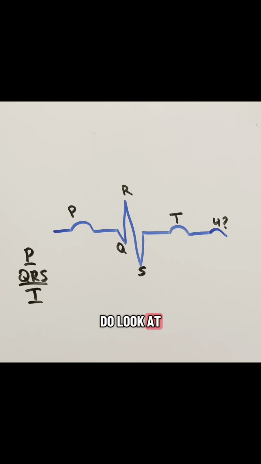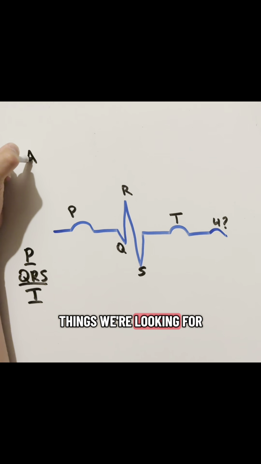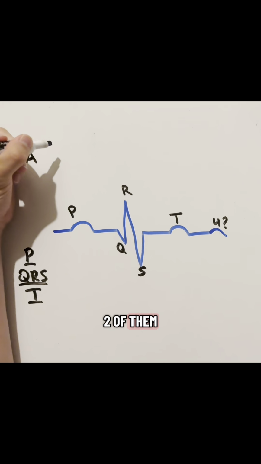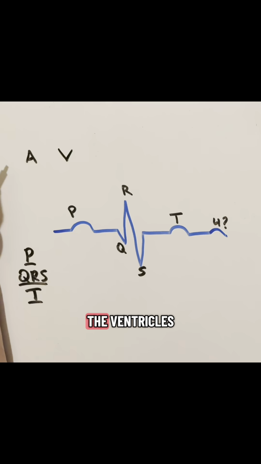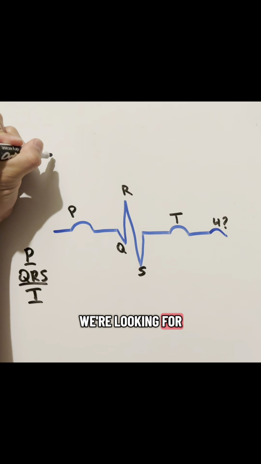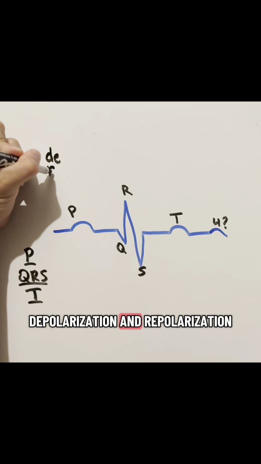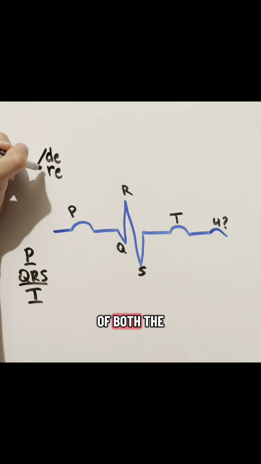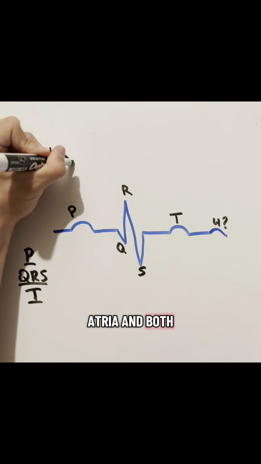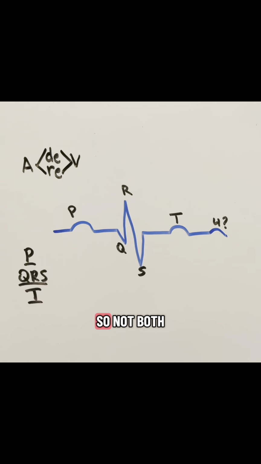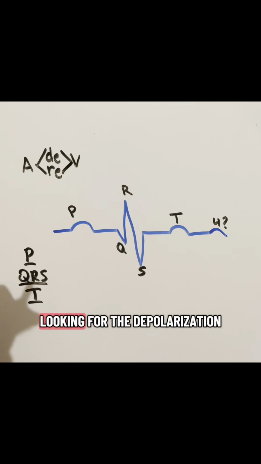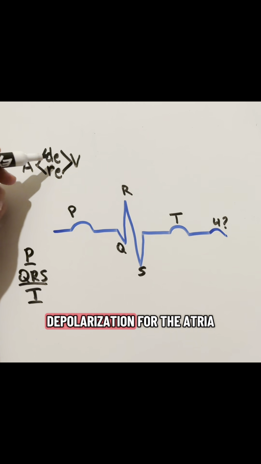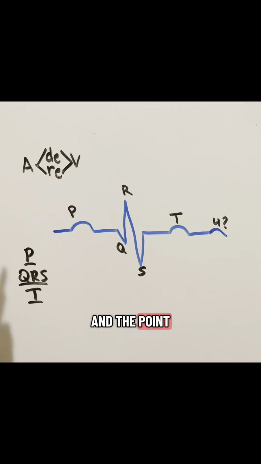Now, whenever we do look at an EKG, there are 4 things we're looking for. 2 of them go with the atria and 2 of them go with the ventricles, and both of those things that go with each are the same. So we're looking for depolarization and repolarization of both the atria and the ventricles. So not both atria and both ventricles, but the point of depolarization for the atria and the point of repolarization for the atria as well as the ventricles.